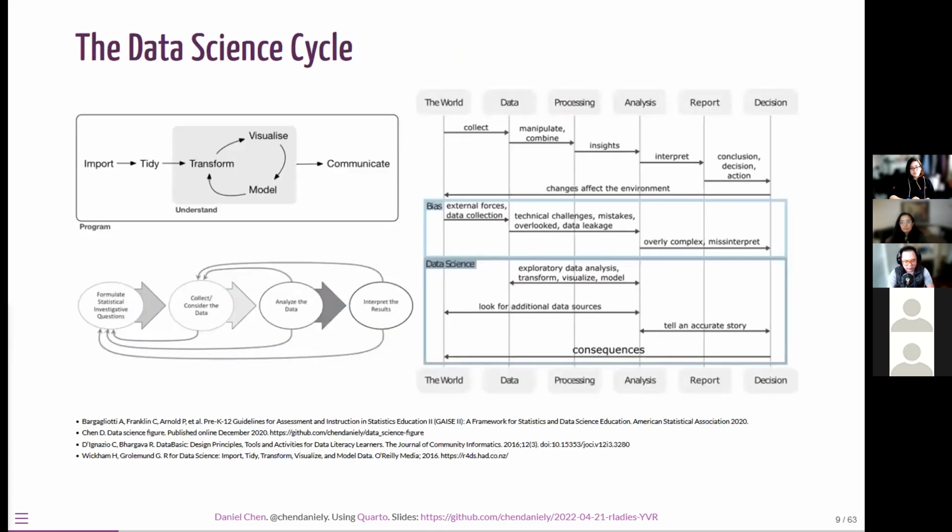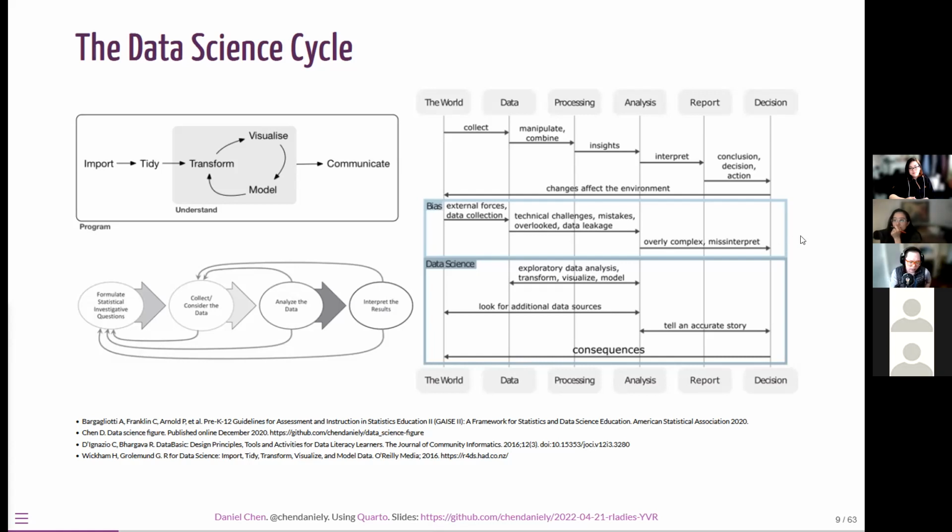The thing to keep in mind is the image in the top left corner. This is the image we've probably all seen if we've opened the R for Data Science book, with the import, tidy, and this cycle of understanding to communicate. The image below is from the GAISE II report, which is essentially the stats curriculum for K to 12 in the United States. You can see that it also has this: have a question, collect data, analyze data. There's a mini cycle in there, and then you interpret your results, et cetera.